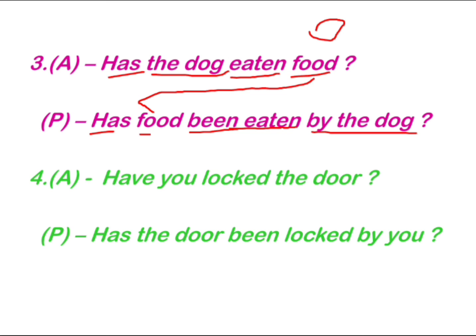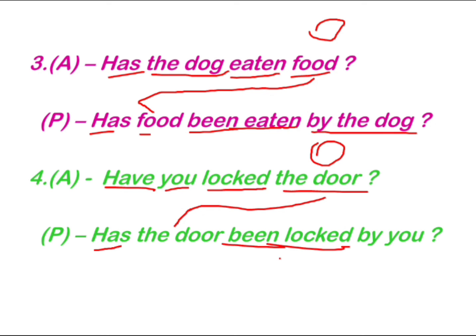Next sentence. Have you locked the door? You is considered as the plural form, so we use have. Locked is the past participle of lock. What did you lock? The door. So this door is the object. So the object becomes the subject of the passive voice. The door is singular here, so we begin the sentence with has. Has the door, the be form of verb is been. Locked is the past participle. You is used as you itself in the passive voice, so it is by you. Has the door been locked by you?